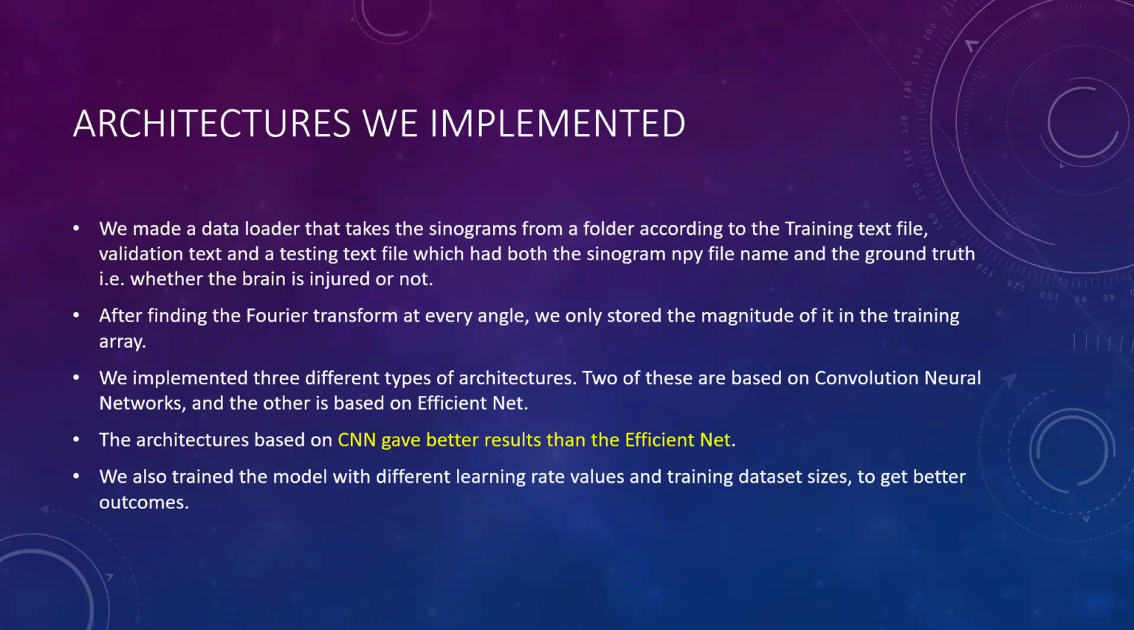And when we implemented it, we saw that the CNN networks gave better results than EfficientNet. EfficientNet didn't give promising results, so we didn't continue further on it. Since it was our first time training this model, we had to do more hyperparameter tuning. We trained it with different learning rates and different data sizes. So we did different things to get better results.